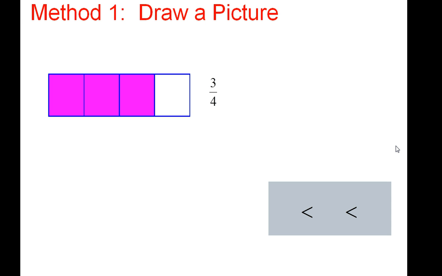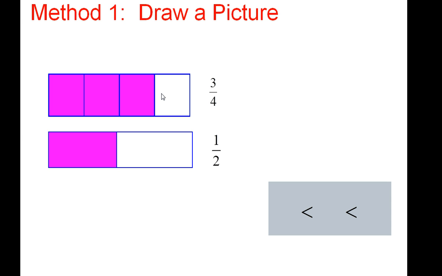So here is your picture of 3/4. 3 of the boxes are shaded, 4 equal size boxes. Our next fraction is 1/2. We draw a box and we shade in 1/2 of it. So our fraction is 1/2.